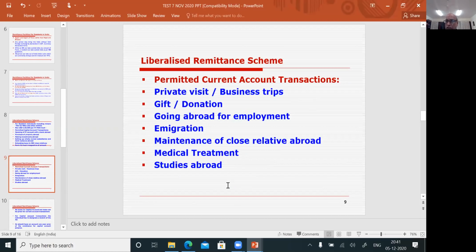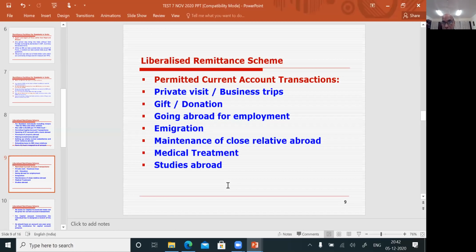Any number of visits we can make. So the amount is the only restriction, 2,50,000 US dollars. Business trips: you want to make a business trip, go meet somebody, do some business there. You can use the 2,50,000. Gift or donation: you can give a gift, or a donation to people abroad, under the 2,50,000. Going abroad for employment, you take the 2,50,000.